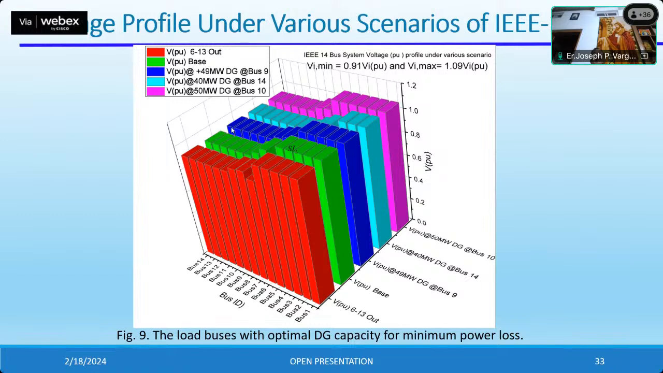Even in the base case, the voltage was within the allowable range. Here the voltage is improved. Hence, with the penetration of DG, we will get a very improved voltage in the system.